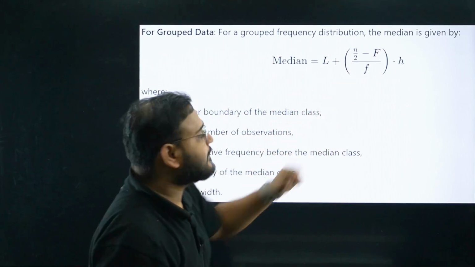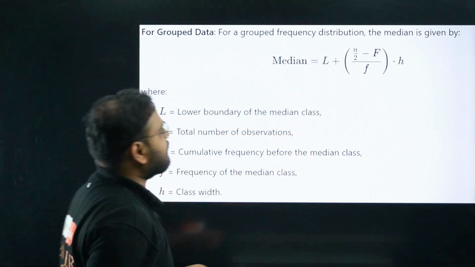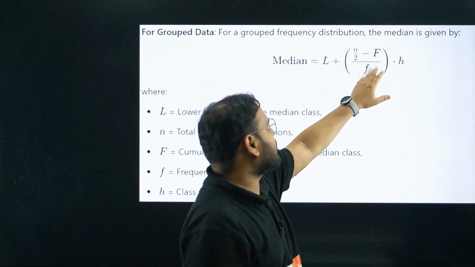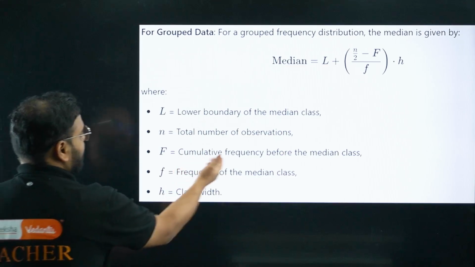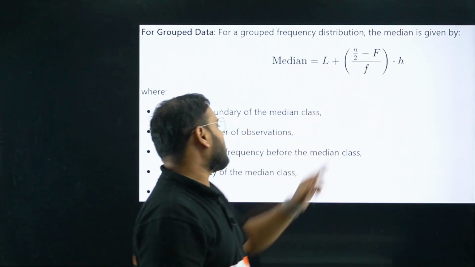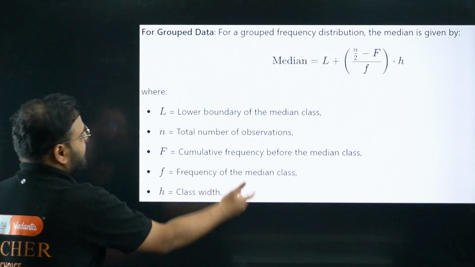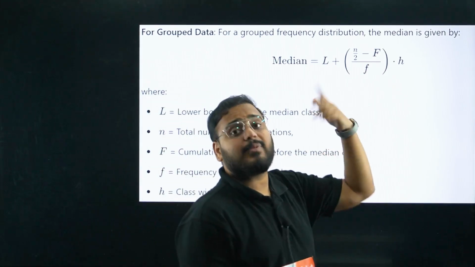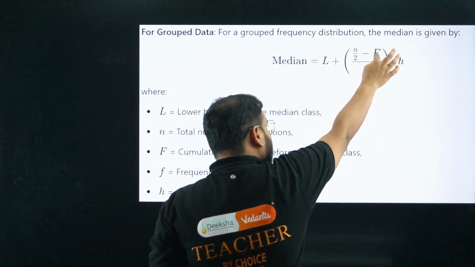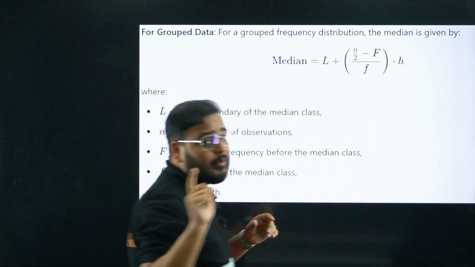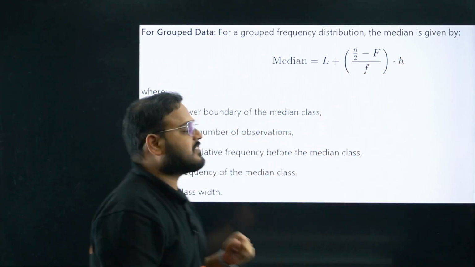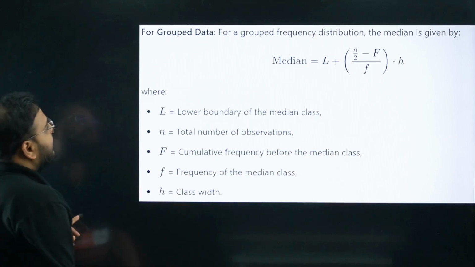Median is defined like this. This formula you learned in grade 10. L is the lower limit of the median class. N by 2 is the total frequency by 2. F is the CF of the median class, the class before the median class. Forgive me for that, that part is there in mode. This is the CF of the median class, and this is the frequency of the median class, times h. h is the class size or class width. Alright, this is for the median.